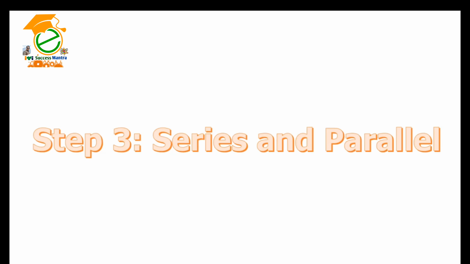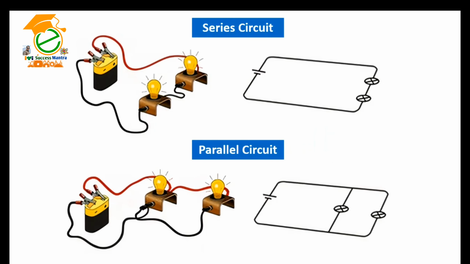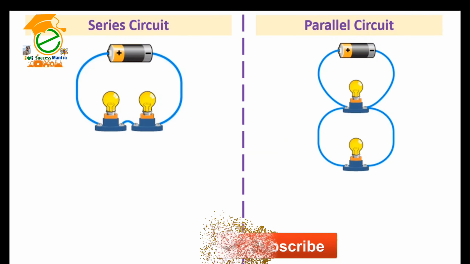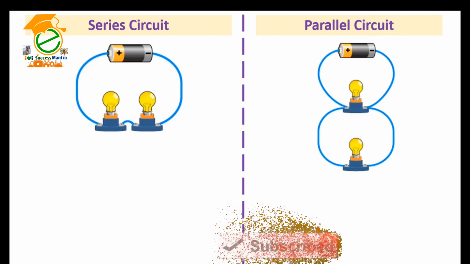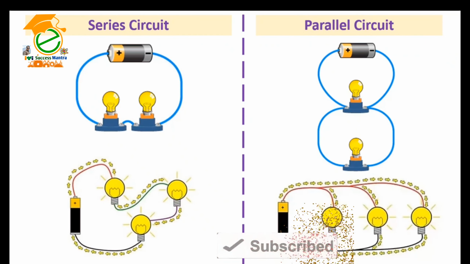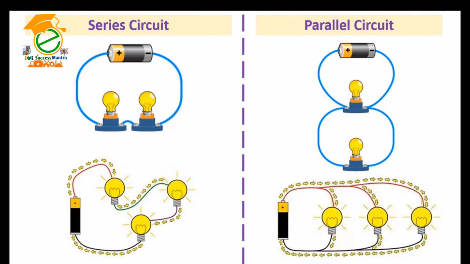Step 3. Series and parallel. There are two different ways in which you can wire things together called series and parallel. In the circuits on the left, the lamps are connected in series with the battery. In series-connected circuits, the same current flows through all loads. In the circuits on the right, the lamps are connected in parallel with the battery. In parallel circuits, all loads have the same voltage. For example, if the battery is 9 volts, this voltage occurs on all lamps.